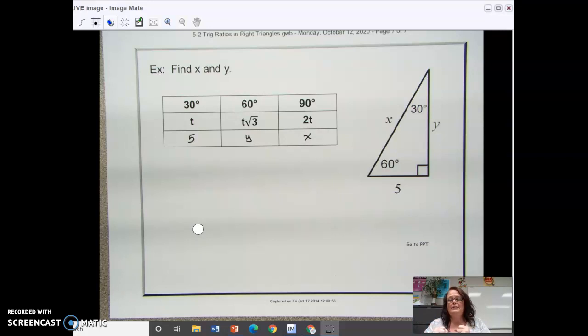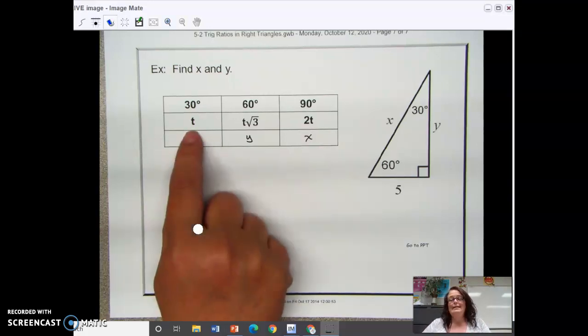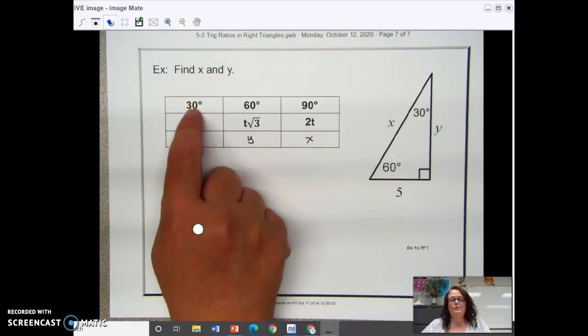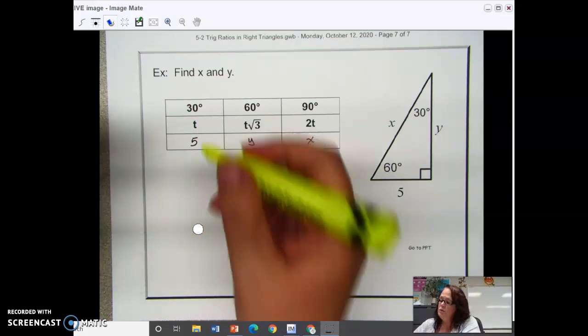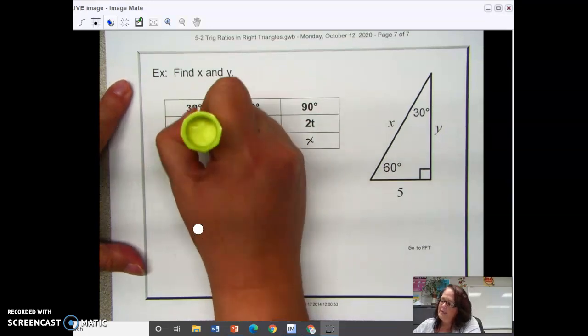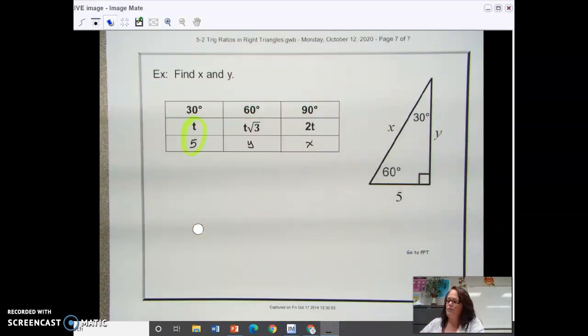So what I hope you can see is with the 45, 45, 90, I used F for the simple reason that 45 starts with the letter F. 30, 60, 90, I use T because the word 30 starts with the letter T. So then that helps you know which lettering goes with which triangle. Okay, so now I can say T is equal to 5 and I know my scale factor.